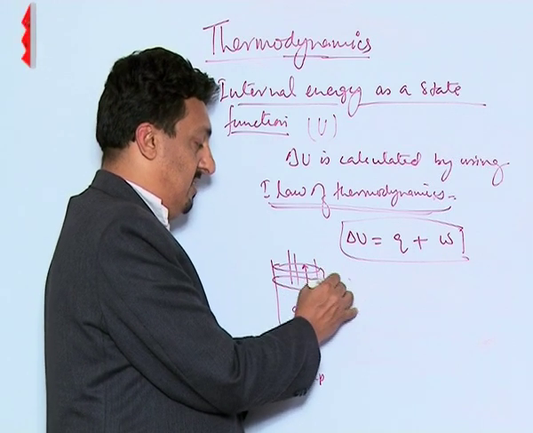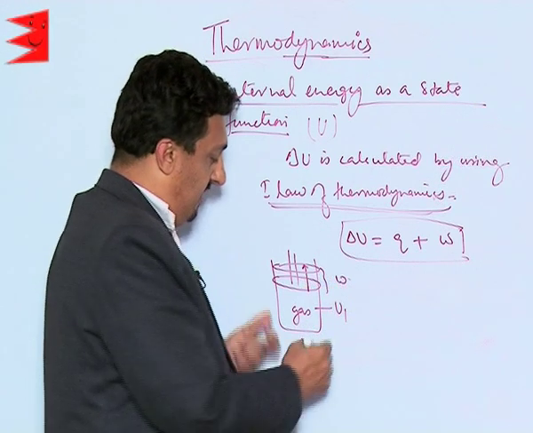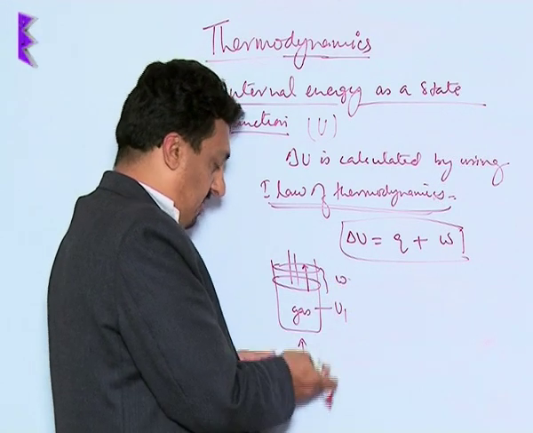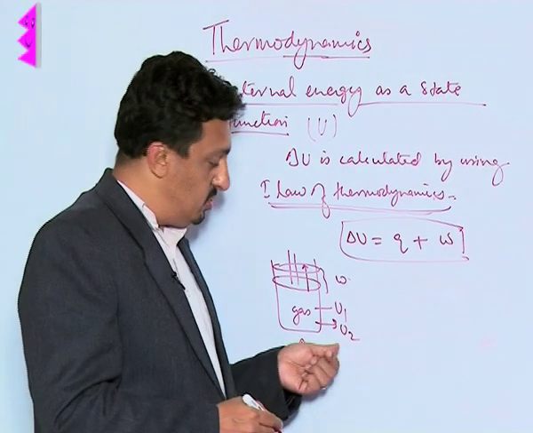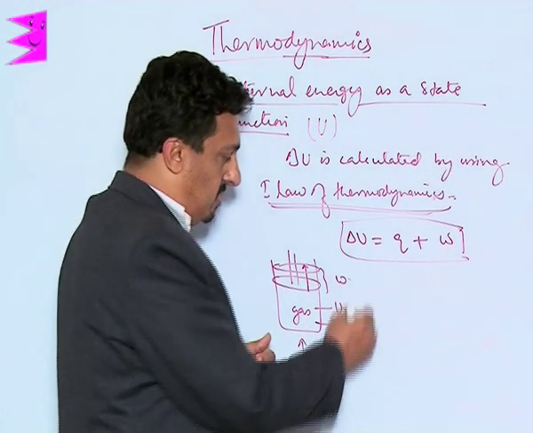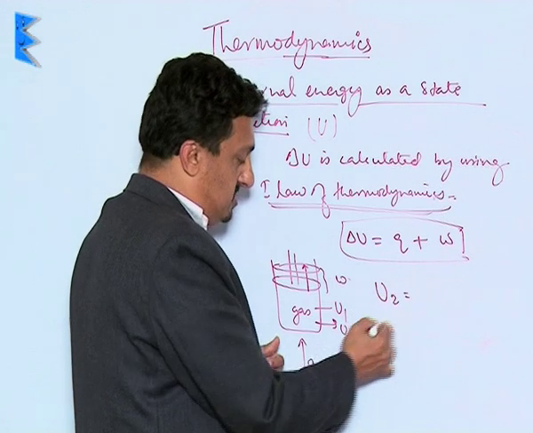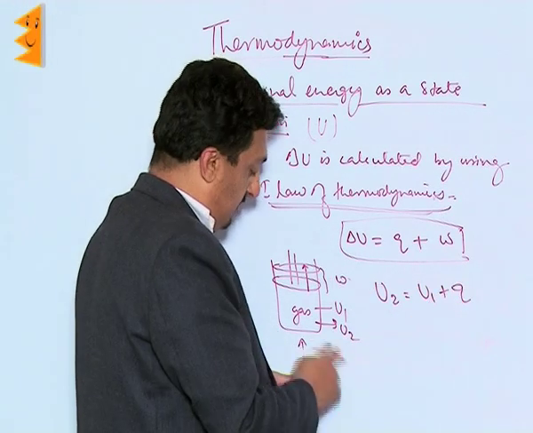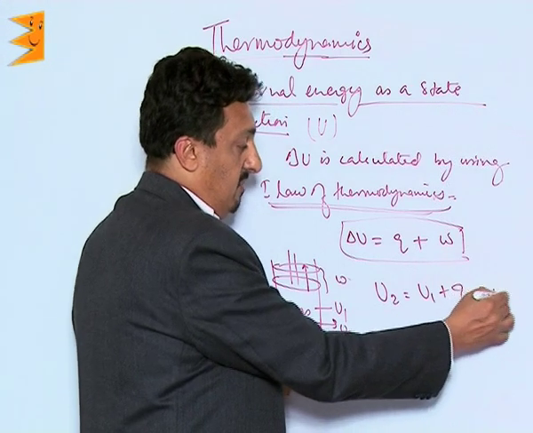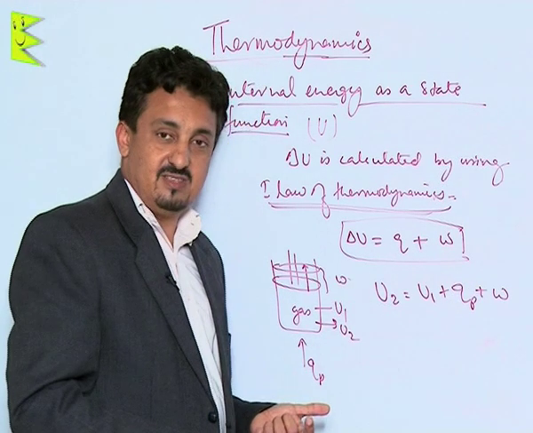The work has been done by the gas, W amount, and because of this change, the internal energy comes down to U2. So U2 is the final internal energy. What we can write is that the final internal energy will be equal to whatever energy it had initially, plus whatever energy has been given to it, and whatever work has been done by the gas.